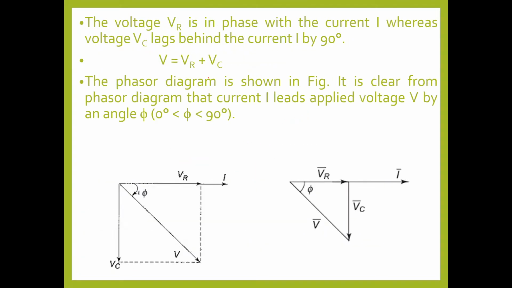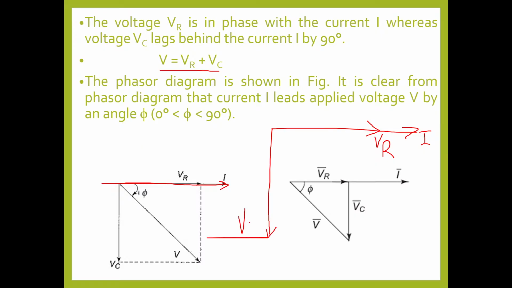Now, V is the vector sum of VR and VC. So you can draw the phasor diagram. You know capacitive current will lead voltage by a 90-degree angle. If this is current, what is the resistive voltage? It will be in phase with the current, VR. And what is the capacitive voltage? It will lag current. VC will lag current by an angle of 90 degrees.